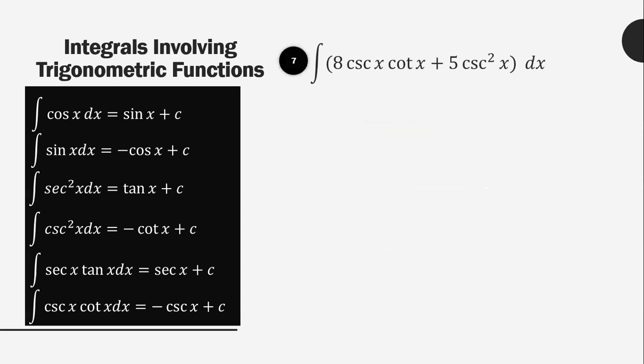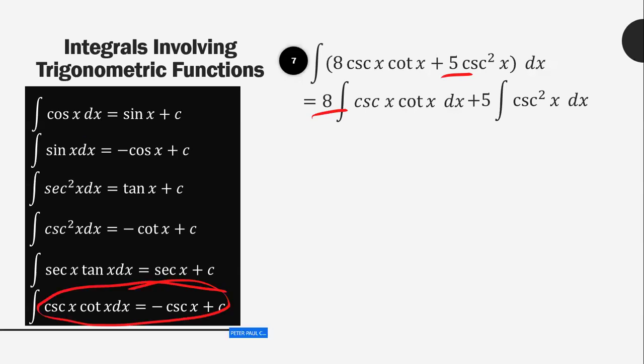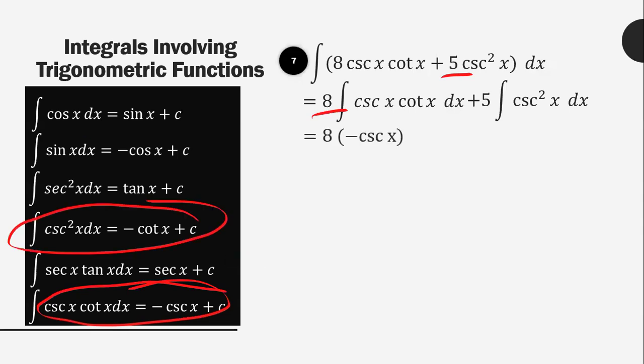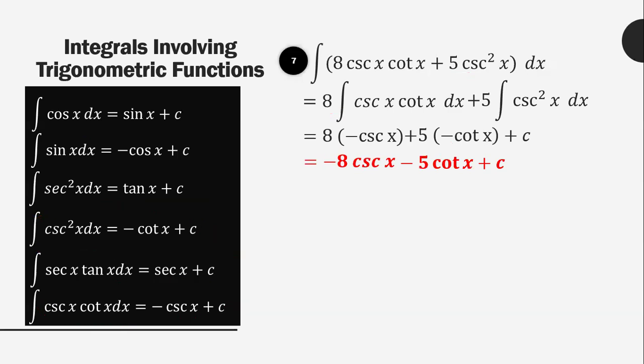We have the integral of 8 cosecant x cotangent x plus 5 cosecant squared x dx. So we put 8 in front, then we also put 5 in front. Next, we answer the first integral. For the second integral, we apply this one. So both will be negative. It's 8 times negative cosecant x plus 5 times negative cotangent x plus c. Then we put the minus sign in front so that it becomes negative 8 cosecant x minus 5 cotangent x plus c. I hope you understand.